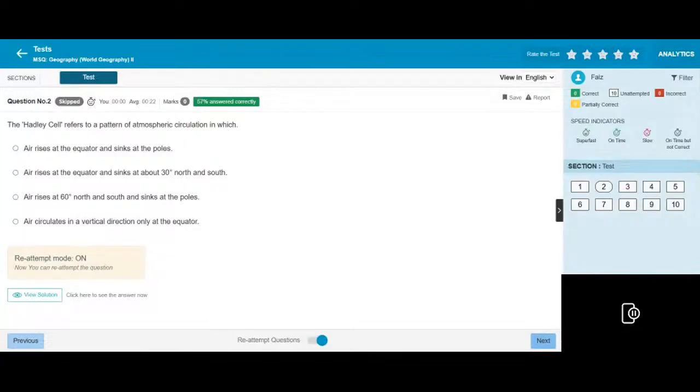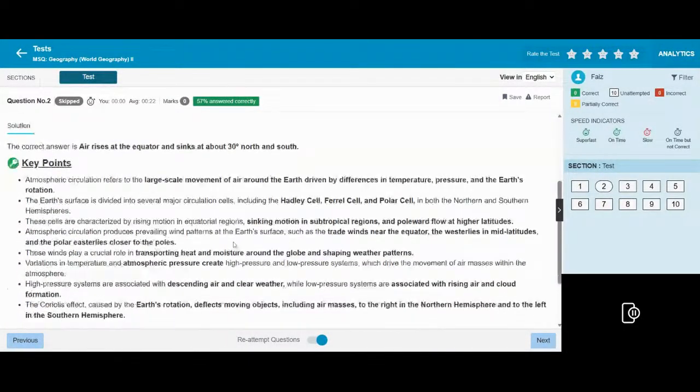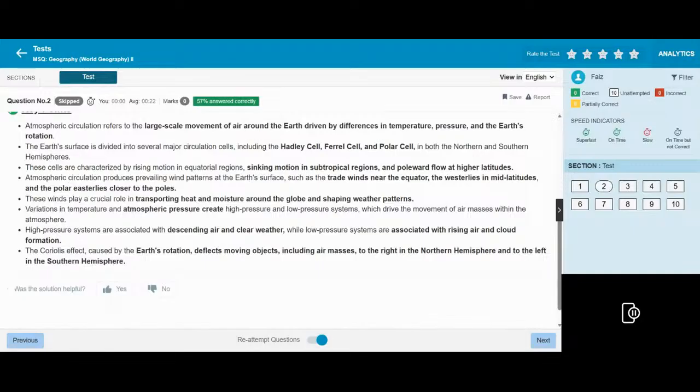The Hadley cell refers to a pattern of atmospheric circulation in which air rises at the equator and sinks about 30 degrees north and south. Atmospheric circulation refers to the large scale movement of air around the Earth driven by differences in temperature, pressure, and Earth's rotation. The Earth's surface is divided into several major circulation cells, including the Hadley cell, Ferrel cell, and polar cell in both the northern and southern hemisphere.